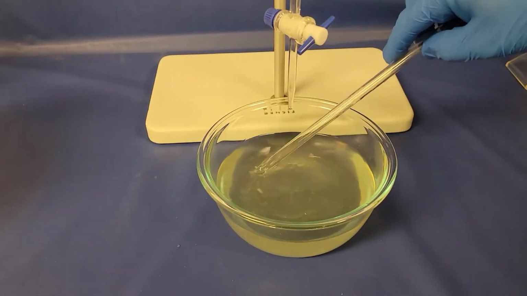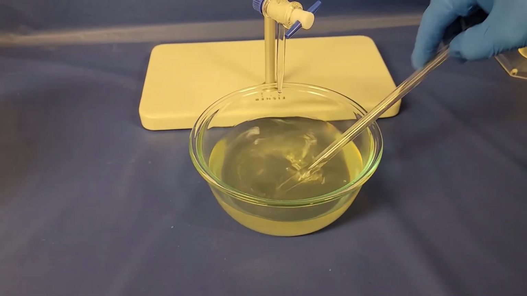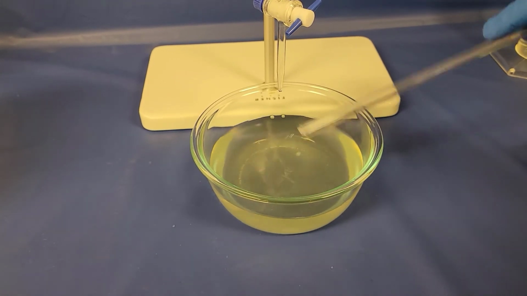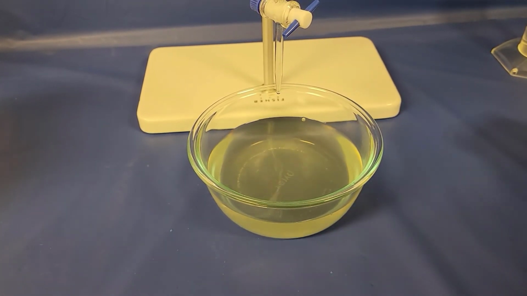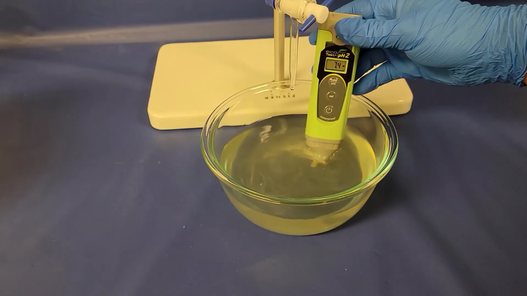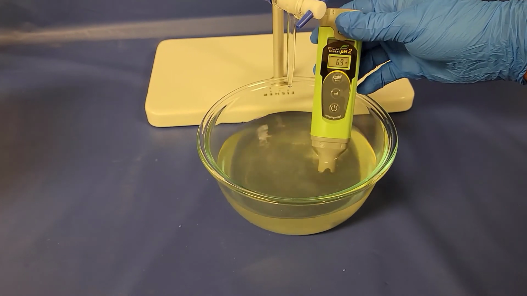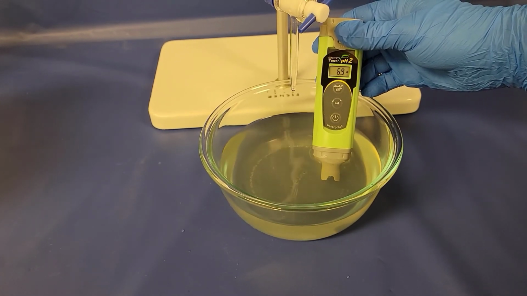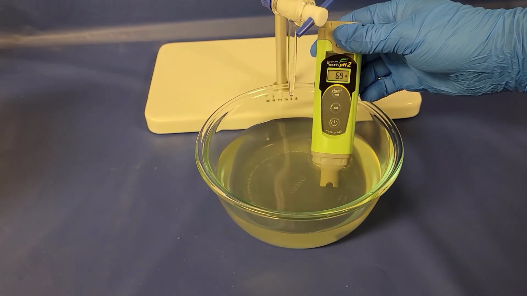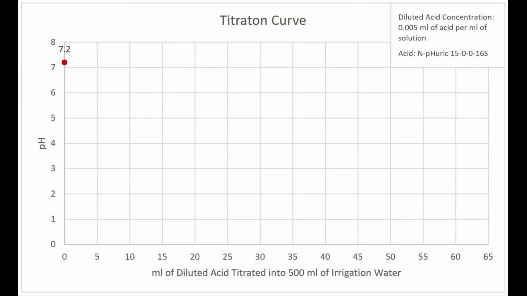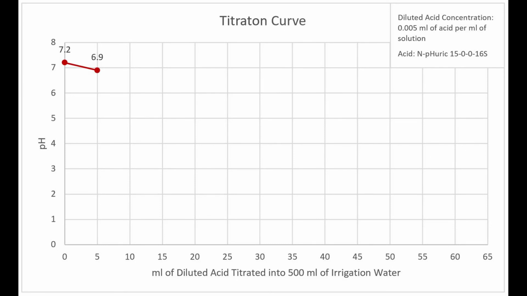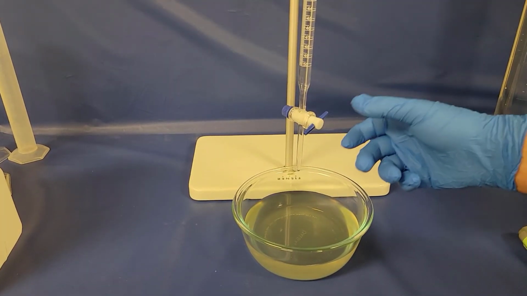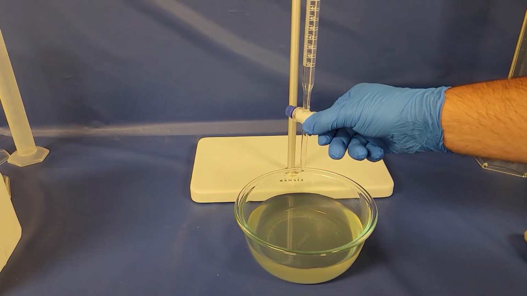All right, now we're going to mix up our water a little bit with our acid solution, and we will take another pH reading using our sensor. Remember, we were at 7.2 to begin with, and now that we've added 5 milliliters of our solution, we're at 6.9. So now that we've added 5 milliliters of our diluted acid, pH is 6.9, so we'll add that to the chart as well.